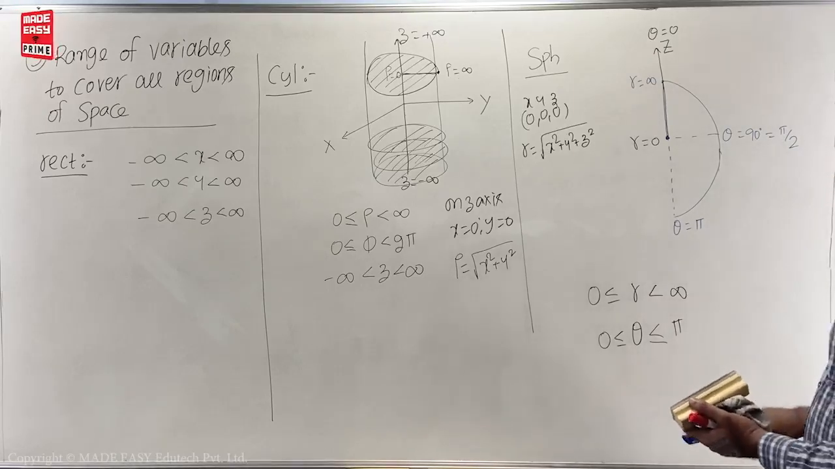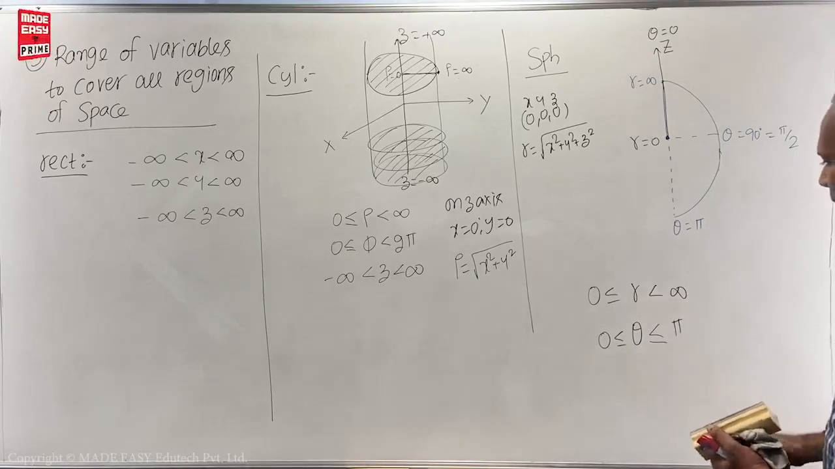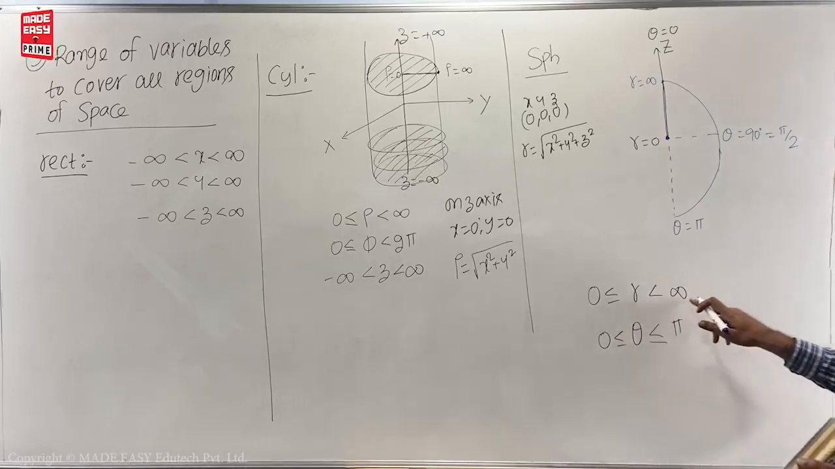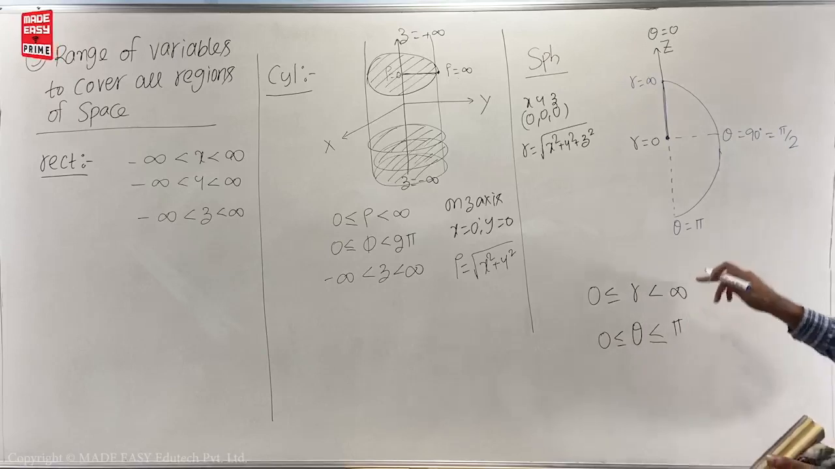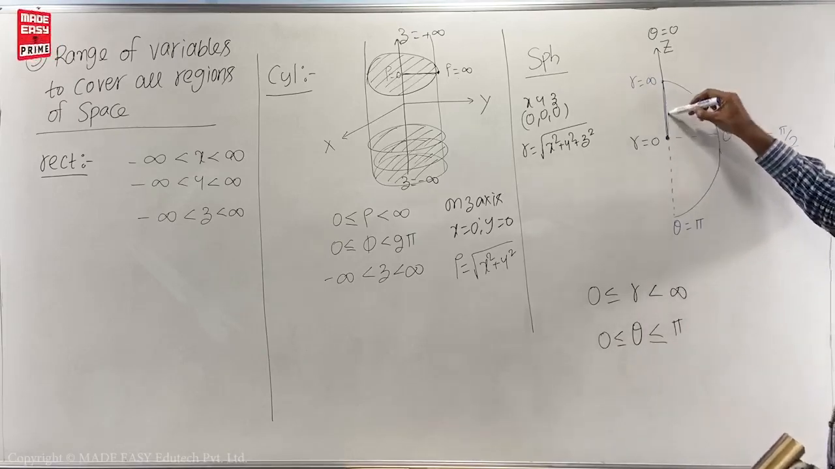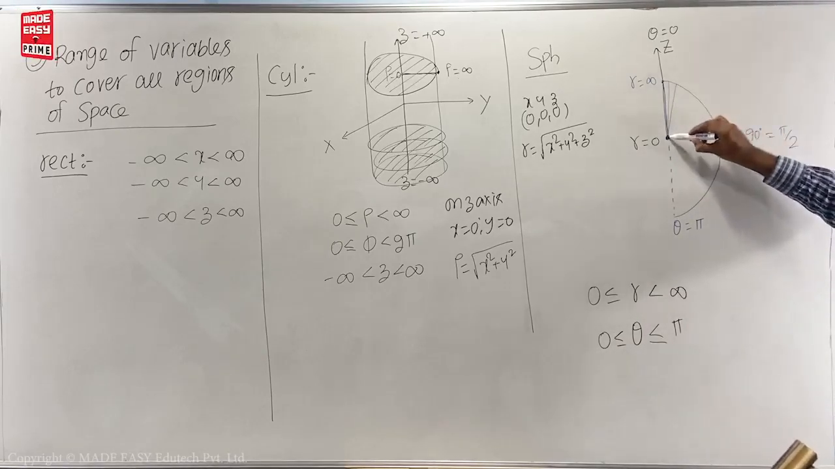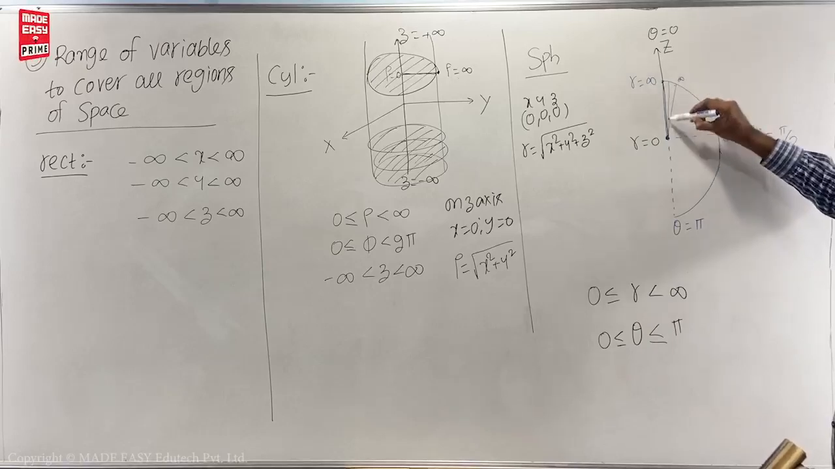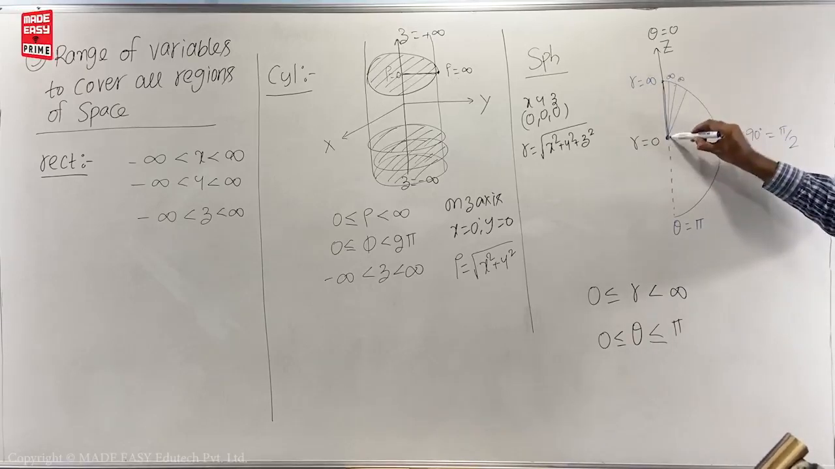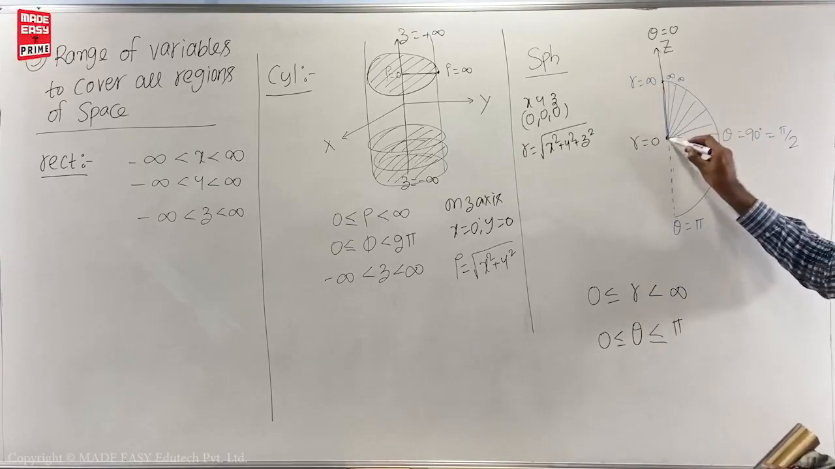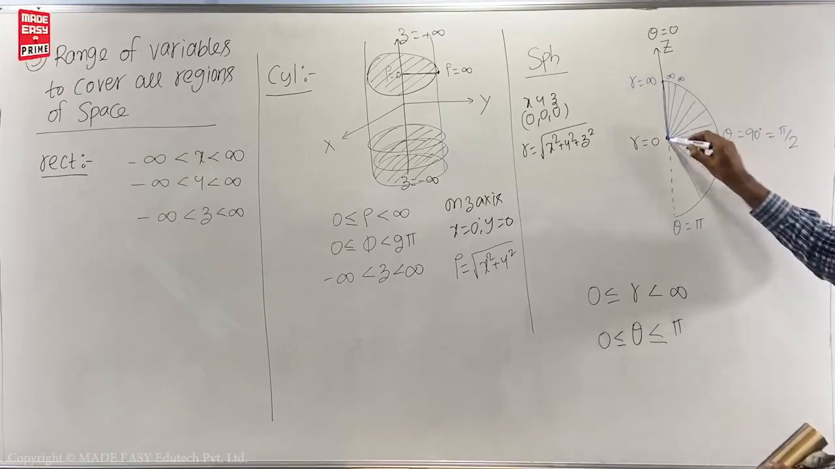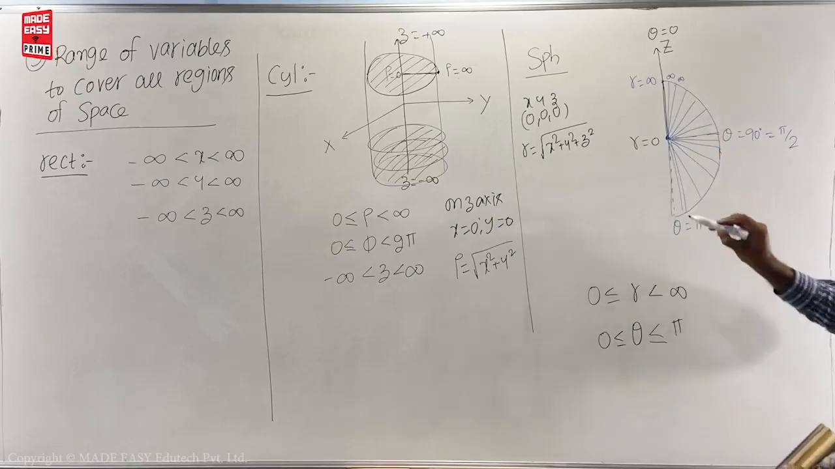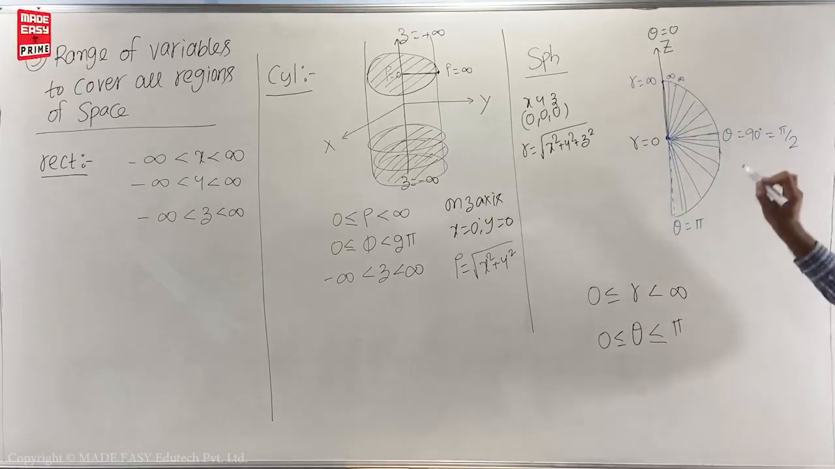Now, by taking radius from 0 to infinity and by taking theta from 0 to pi, I have got an infinite radius semicircle. This is 0, infinity. Like this I have got a semicircle. I did not get a full circle, students. I got a semicircle.